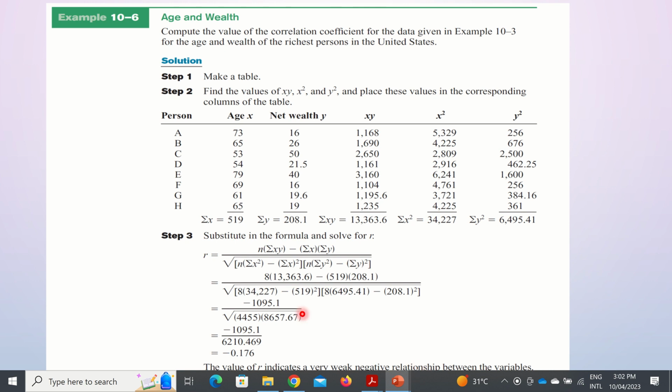And in the third case, where we had data for age and wealth, again you see in this case the value of r is very close to 0. You see it's minus 0.176, right? Quantitatively, we see that the data has a very weak negative relationship between the two variables.